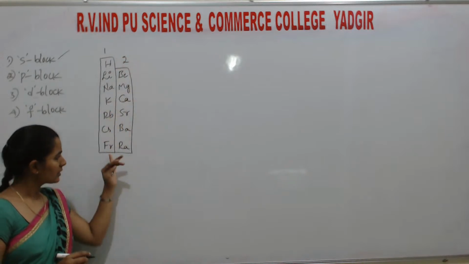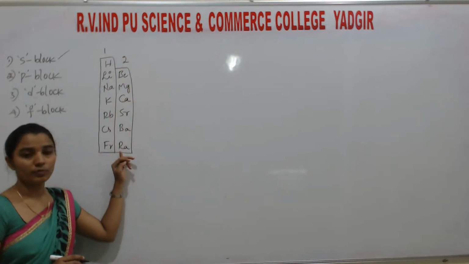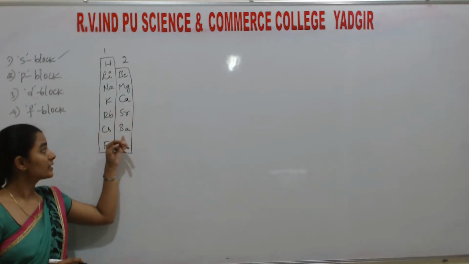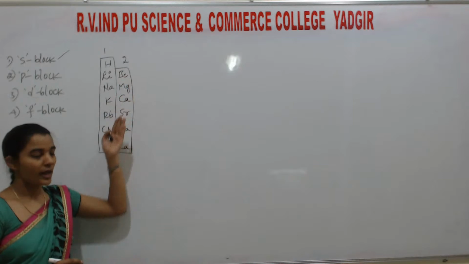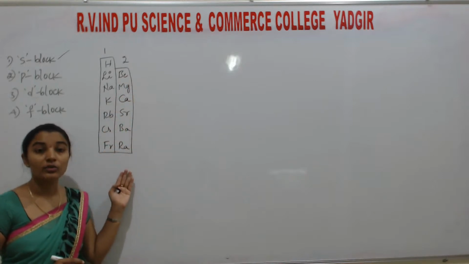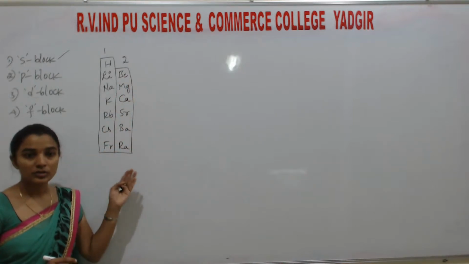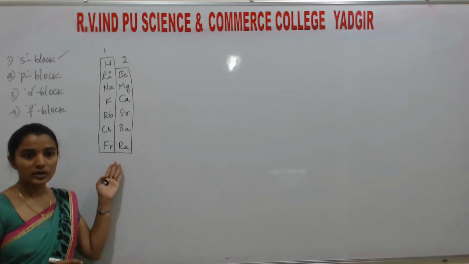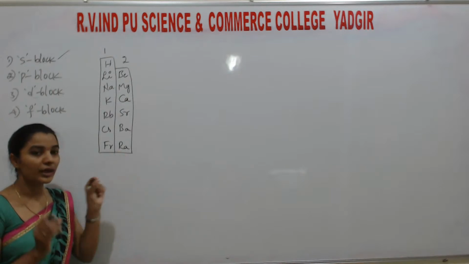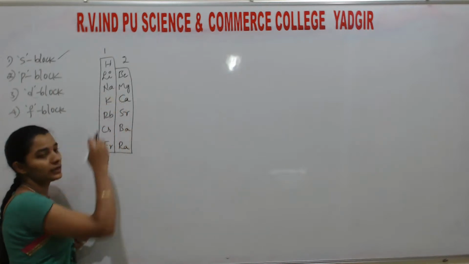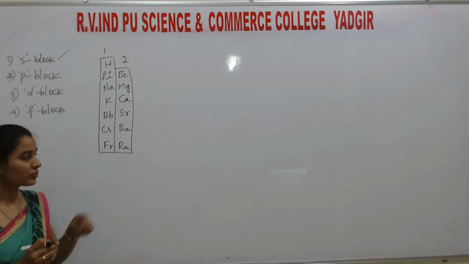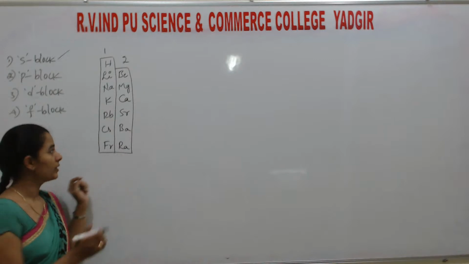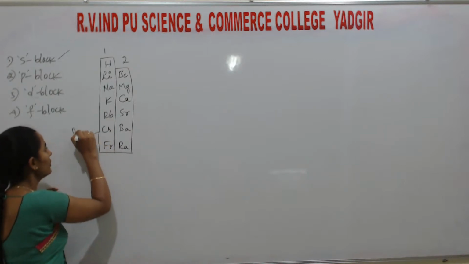S block elements. These two are also S block elements, but they don't show the properties of the S block elements exhibited by the remaining elements, because, being radioactive elements, they have a half-life period. After a certain half-life period, they change their concentration. So that's why these two didn't show the exact properties of these elements. Understand? So these two are which type of elements? Radioactive elements.